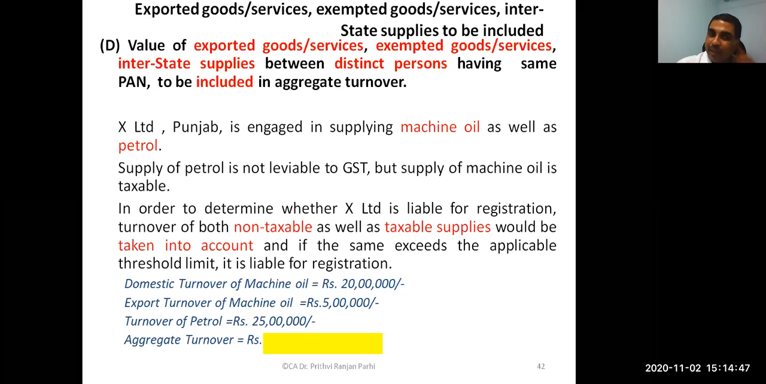Right. So, in this example, let us say the domestic turnover of machine oil is 20 lakh. Export turnover of machine oil is 5 lakh. Turnover of petrol is 25 lakh. Now, my question to you is: tell me what is the aggregate turnover and whether registration under GST is required or not. Can you tell me? Domestic turnover of machine oil 20 lakh. Export turnover of machine oil is 5 lakh. Turnover of petrol is 25 lakh.